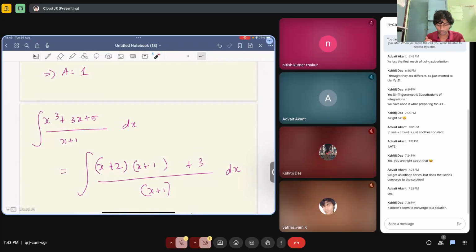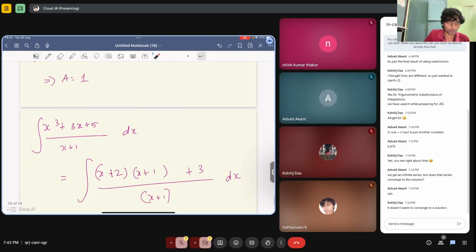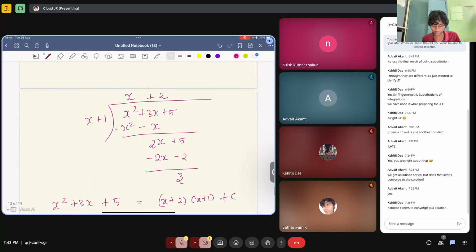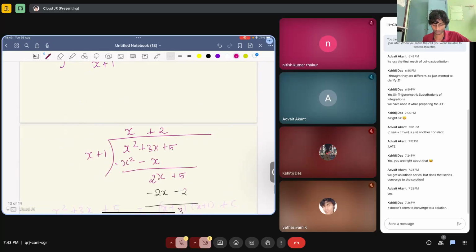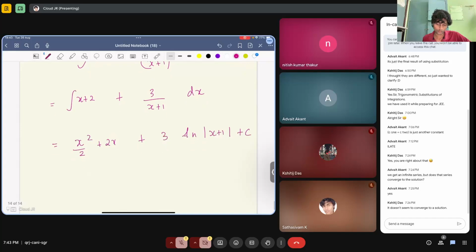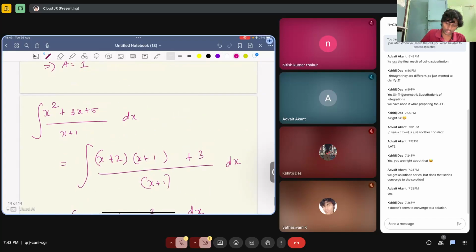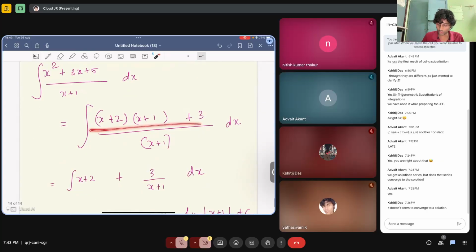Sir, it's not x cube, right? It's x square. Made an error. So our problem is x square, not x cube. So when you just do the long division, you can do this thing.